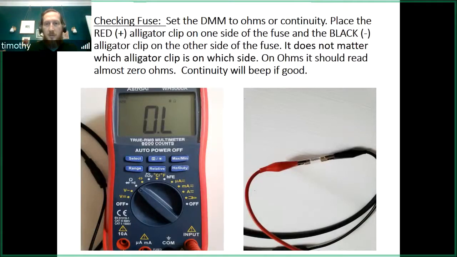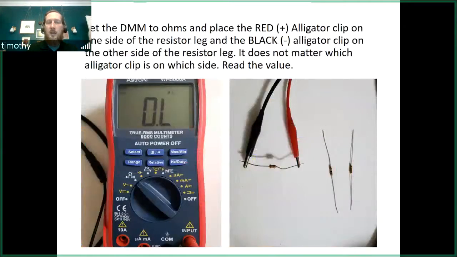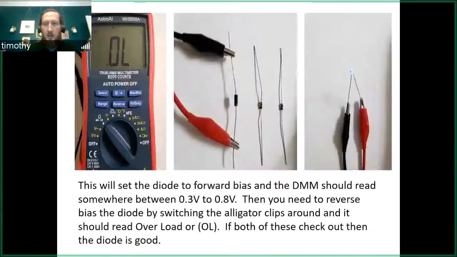Checking fuses, here's the procedure. Troubleshooting, checking resistors. Here's the color bands for the resistors. Here's how you check resistance. Checking diodes. Here's how you check diodes. You can also check LEDs in the same manner. This is using the same setting. It's using the resistance, continuity, diode setting on the multimeter.